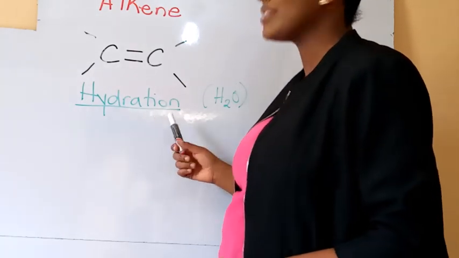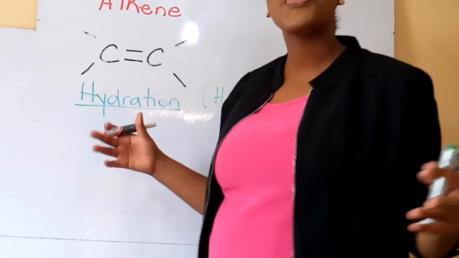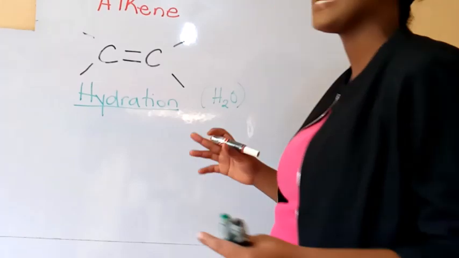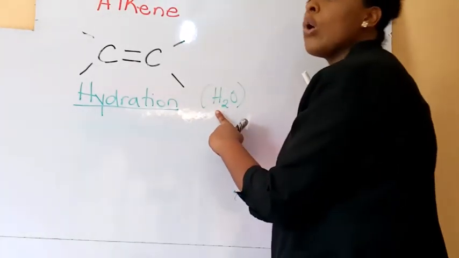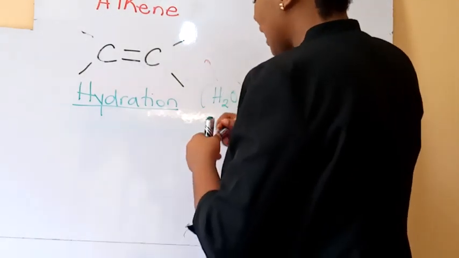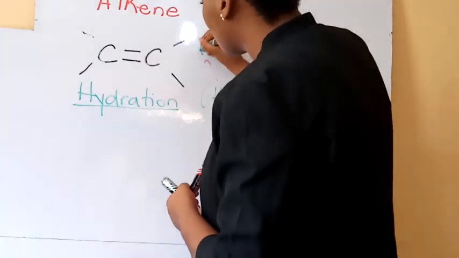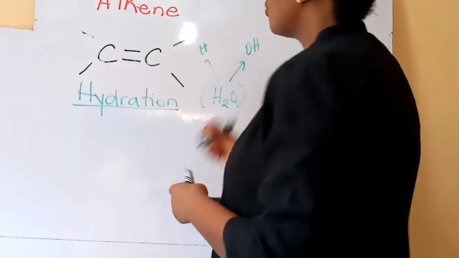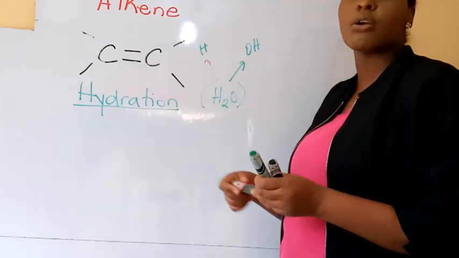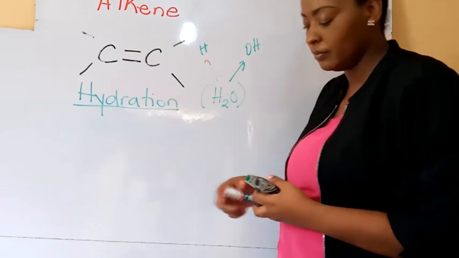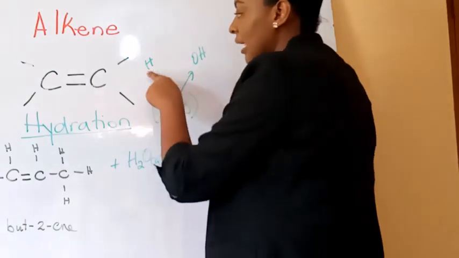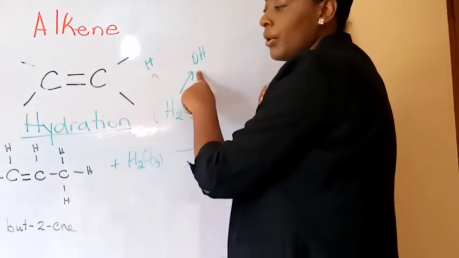So the next reaction we want to look at is hydration. When you hear the word hydration, water should come to mind. So basically in a hydration reaction, we are adding water across the double bond. But whenever we're adding water, we are going to add water in the form of H and OH. To break the double bond, to one of the carbons in the double bond we're going to add H, and to the other we're going to add OH.